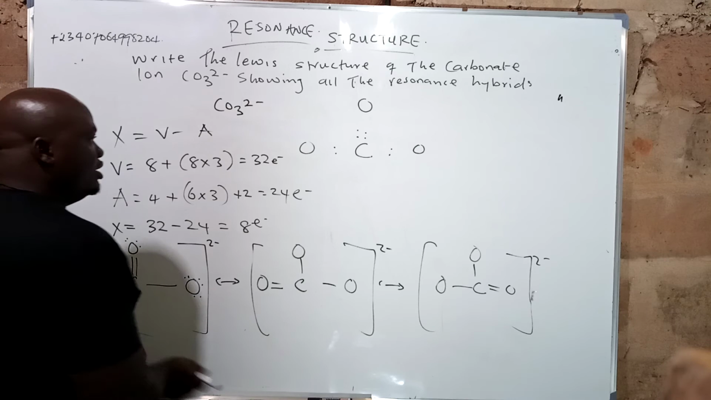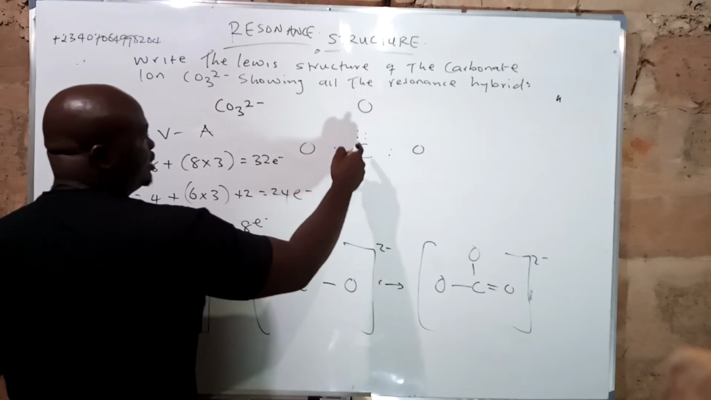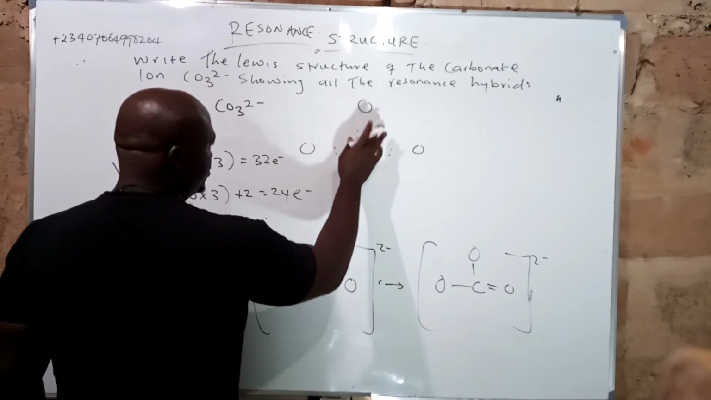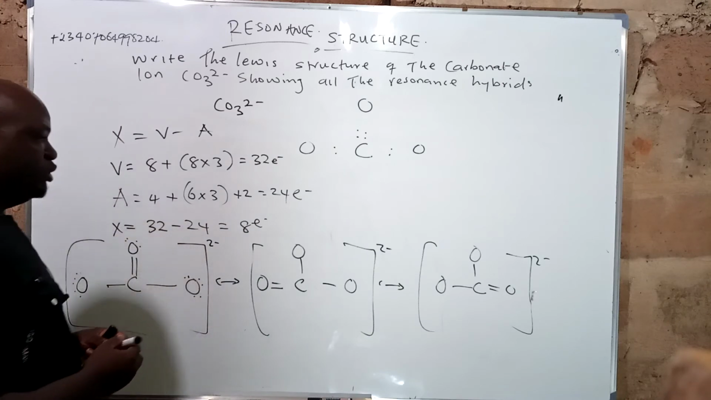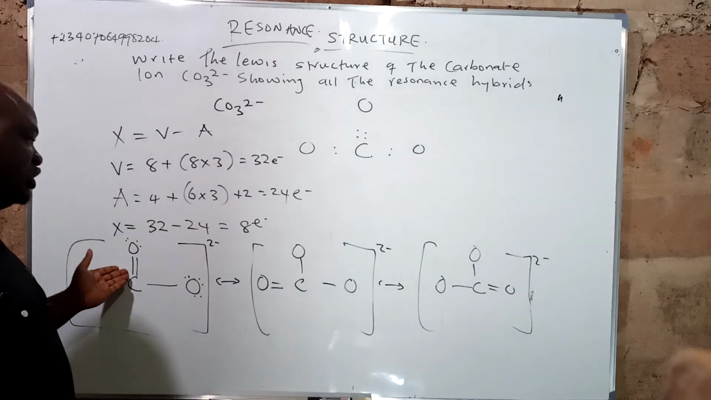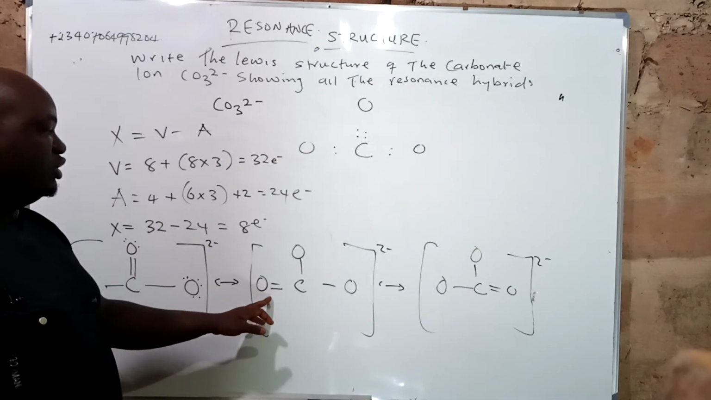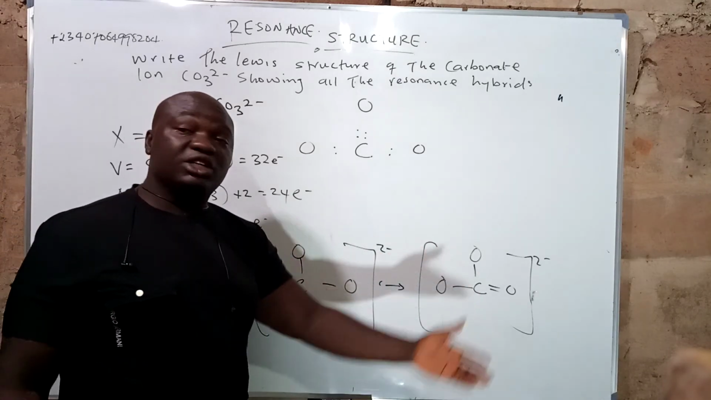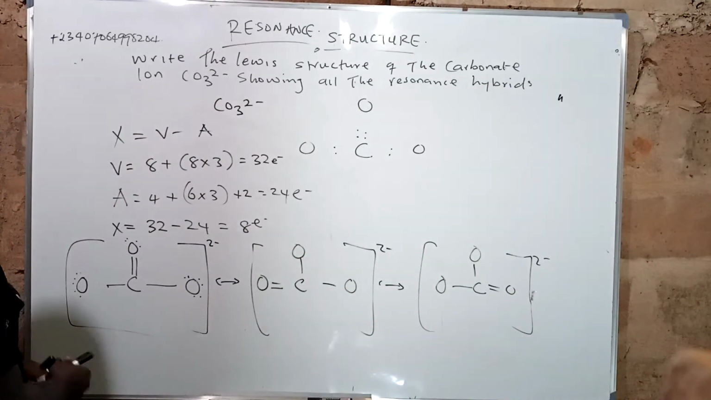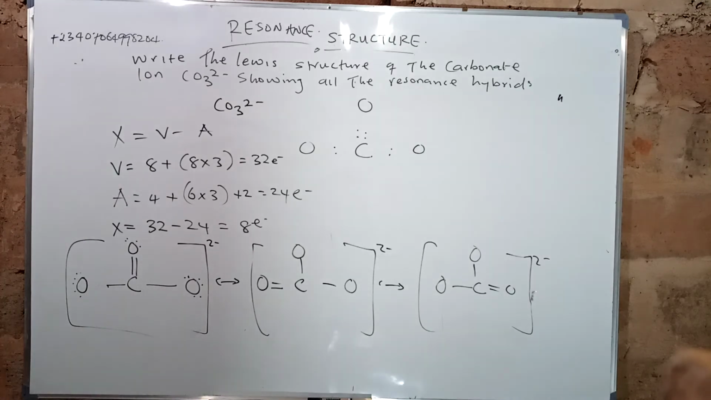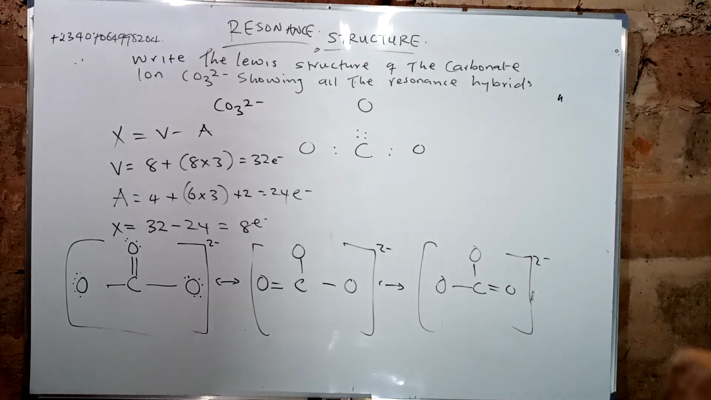Now, remember the Lewis structure, we just drew it to be like this from this one. So now the position of the double bond can be on this oxygen. It can be on this oxygen. You can decide to change it on this oxygen. They are all the same. Now, in the question, they say write the Lewis structure of the carbonate showing all the resonance structures. So that is it. That is how they used to write it.